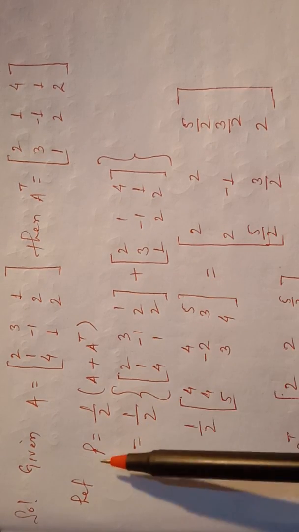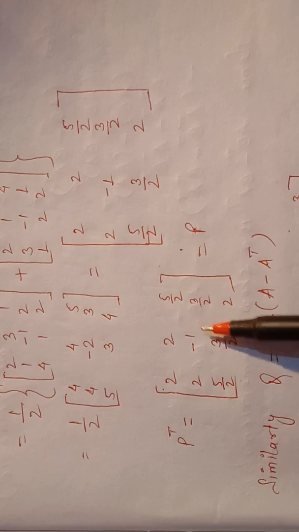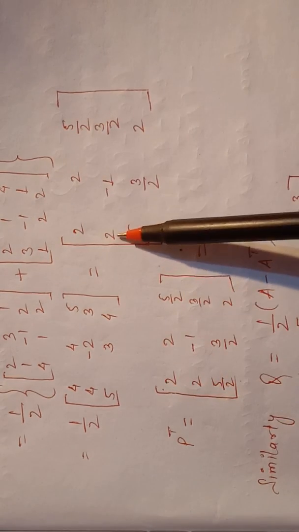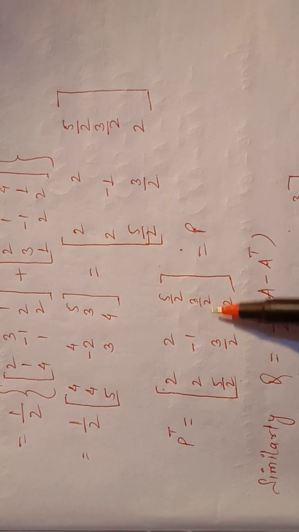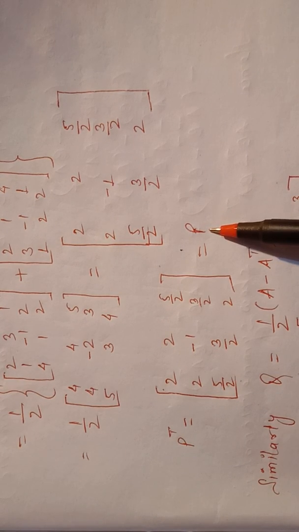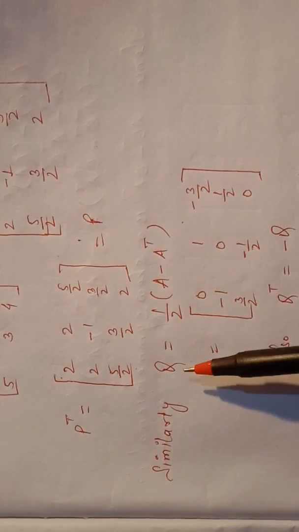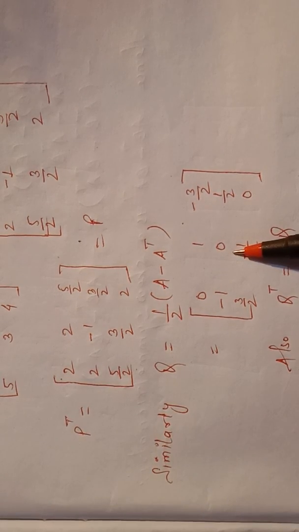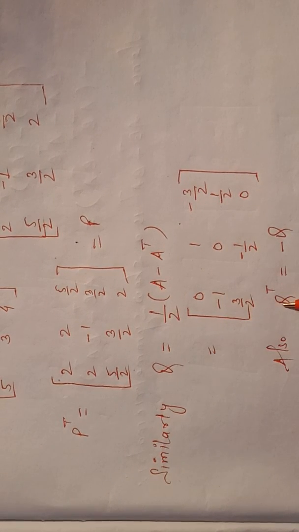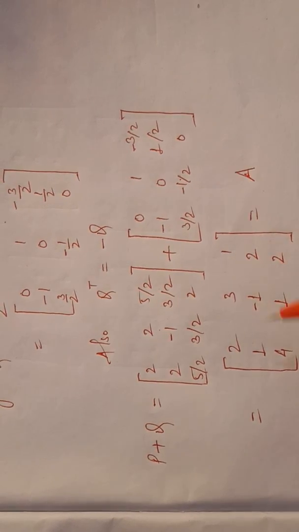Now when we are taking transpose of P, we will get this matrix because this row will become column. Second row will become second column, and similarly this third row will become third column. And again this matrix is matrix P. So now this P matrix is a symmetric matrix. Similarly we can write matrix Q, which is half of A minus A transpose. So finally you will get this matrix after solving, and we will see this transpose of Q gives minus Q. So finally we can say that this matrix A can be written as P plus Q.